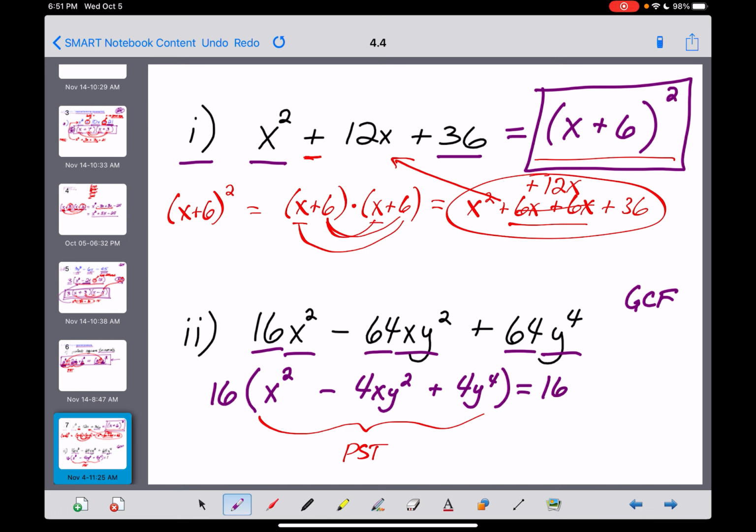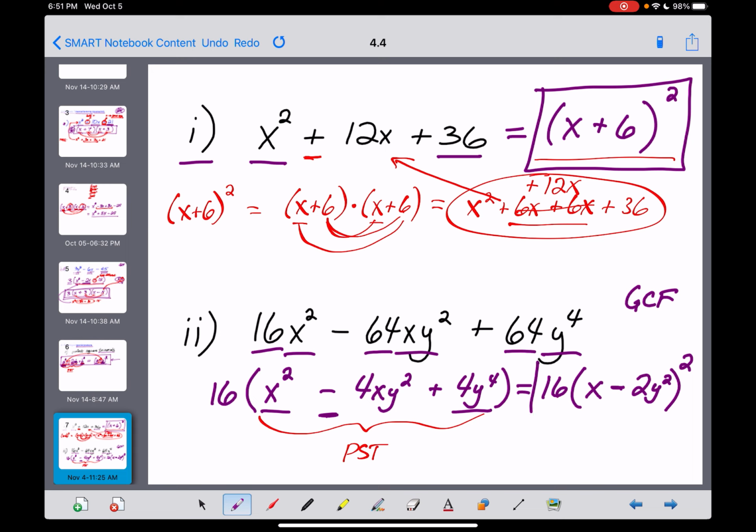The 16 tags along for the ride, and that's going to get multiplied by a binomial squared. What goes here? The square root of x squared, which is x. What goes here? The square root of 4y to the fourth, which is 2y squared. And then whatever sign you have right here, which in this case is a minus, that goes right there in the middle. And this is what our answer looks like for this problem here.